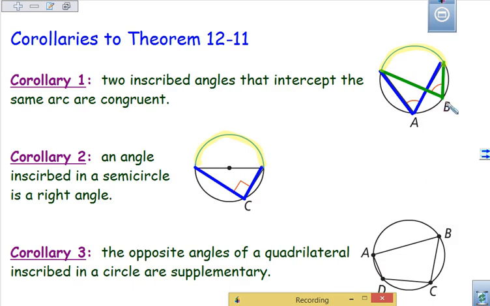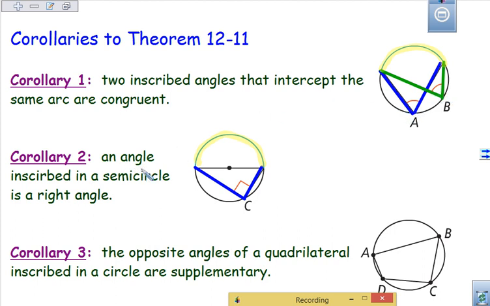Corollaries to Theorem 12.11. The first corollary says two inscribed angles that intercept the same arc are congruent. So angle A intercepts the yellow arc. Angle B intercepts the yellow arc. Both of them would have to be half of the yellow. So then by this theorem, or corollary, our shortcut is that they must be the same.